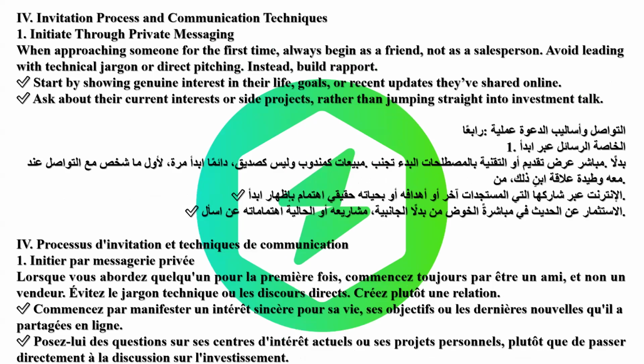Number three, invitation process and communication techniques. Initiate through private messaging. When approaching someone for the first time, always begin as a friend, not as a salesperson. You have to remember this. This is very important. Avoid leading with technical jargon or direct pitching. Instead, build rapport. Start by showing genuine interest in their life, goals, or recent updates they have shared online, and then ask about their current interests or side projects rather than jumping straight into investment talk.